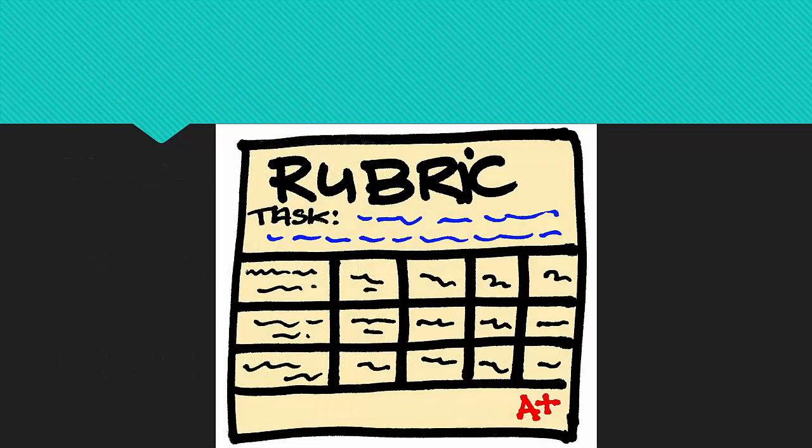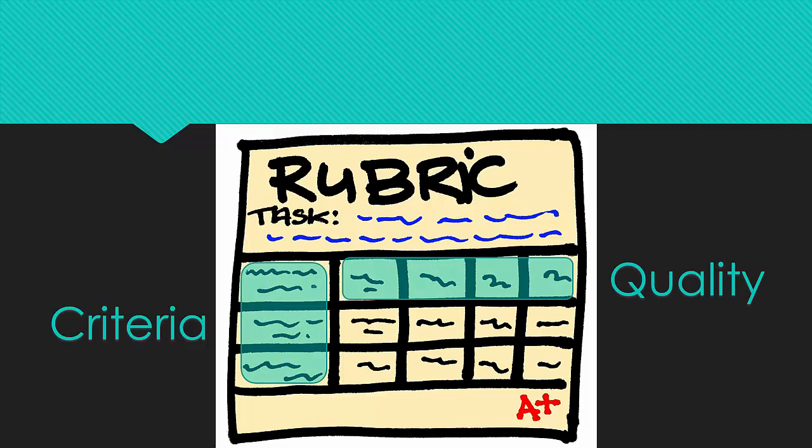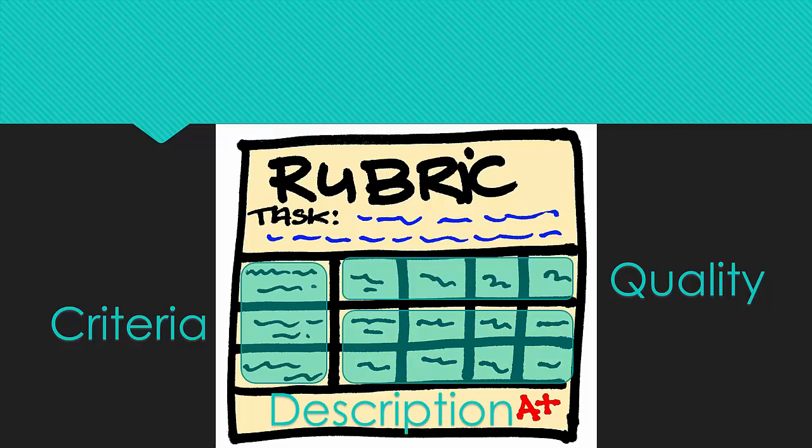It usually looks like a table. The rows label the criteria or dimensions of the assignment, while the columns describe the quality of the work. Each cell in the table includes a specific description of the dimension at a particular performance level. Let's look at a rubric.